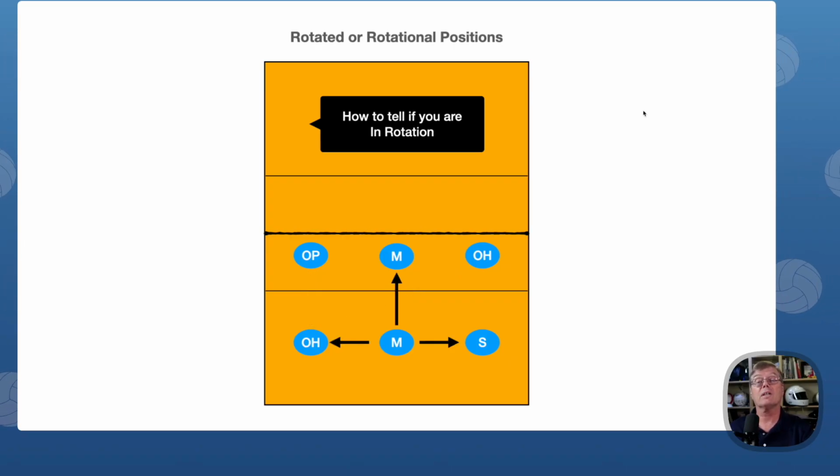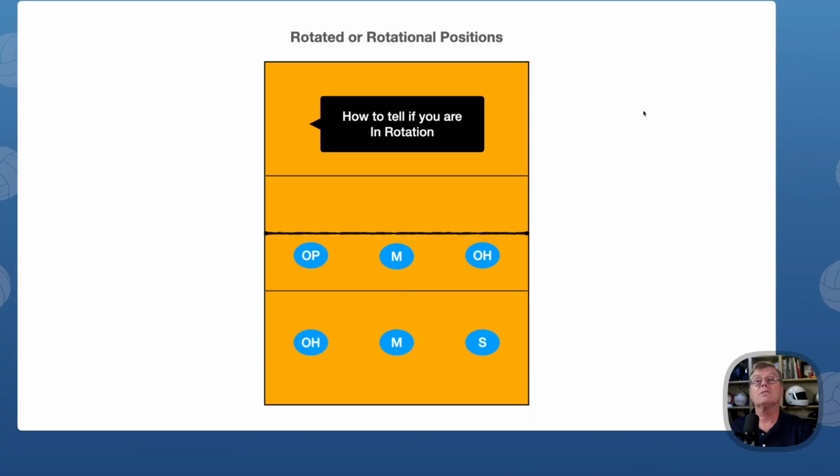Other things you look for, let's say I'm a middle in the back, I cannot overlap or be ahead of or behind the outside to my left and the setter to my right, and I cannot be in front of the middle in the front row. So that's another thing to think about.